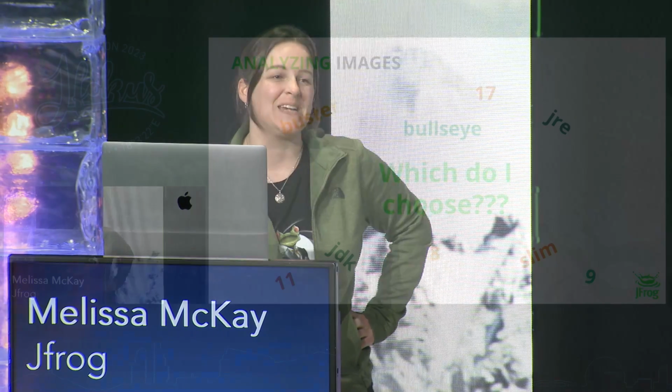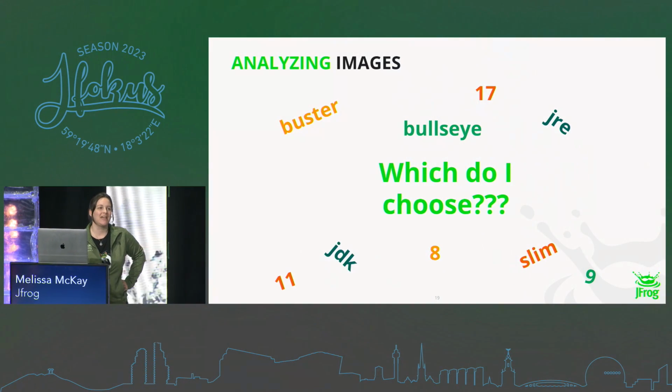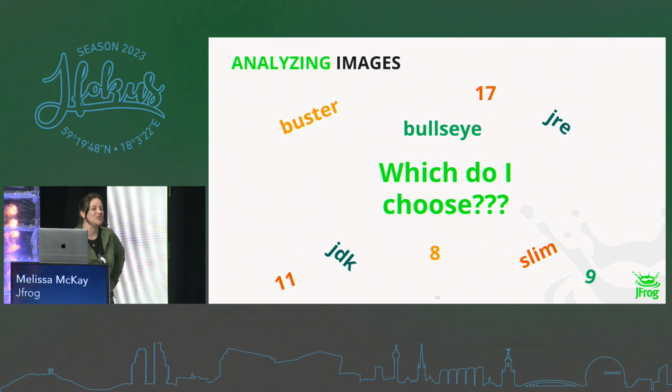As a junior Java developer, you can get pretty overwhelmed with all the choices out there for base images. In my particular case, I came from a Windows background. I was not really familiar with Linux, which was a struggle when it came to using Linux OSs, using those distributions for Docker images. So all of these names were foreign to me: Buster, Slim, Bullseye. Obviously, I recognized JRE and JDK. I could pull out versions. That was really helpful.